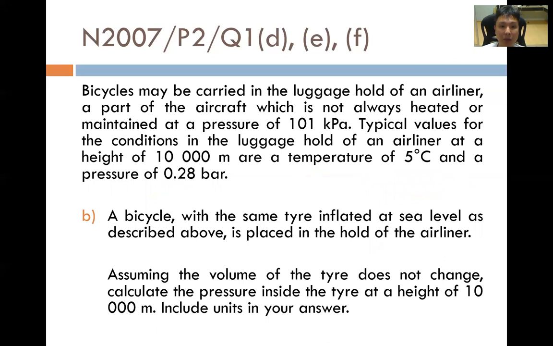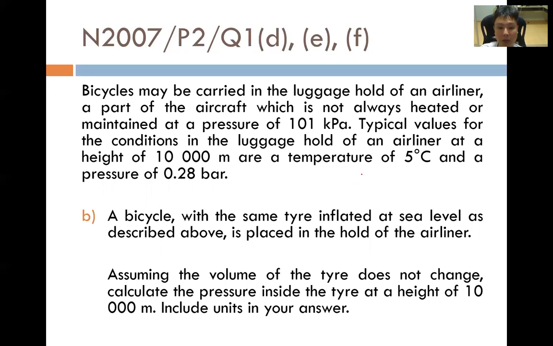The next part: bicycles may be carried in the luggage hold of an airliner, a part of the aircraft which is not always heated or maintained at a pressure of 101 kilopascal. Typical values for the conditions in the luggage hold of an airliner at a height of 10,000 meters is a temperature of 5 degrees Celsius and a pressure of 0.28 bars. A bicycle with the same tire inflated at sea level as described above is placed in the hold of the airliner. Assume that the volume of the tire does not change. Calculate the pressure inside the tire at a height of 10,000 meters. Include units in your answer.